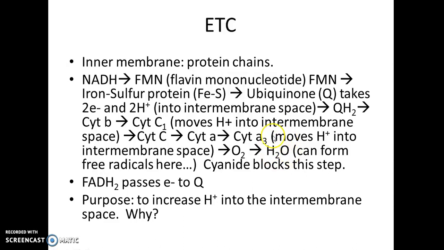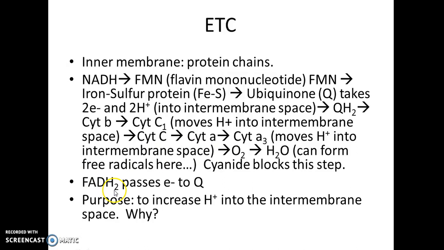Now, in this step right here, you can form free radicals, the OH hydroxyl free radicals, which can damage DNA. And that's where the superoxide dismutase comes into play to produce hydrogen peroxide, which is then broken down by catalase. Cyanide, if you take the poison, blocks this last step here. So electrons can't go past here. Basically the electron chain gets backed up. As the electron chain gets backed up, the Krebs cycle gets backed up, and you stop producing energy. And if you can't produce enough energy, you will die.